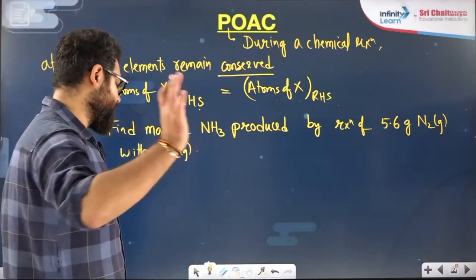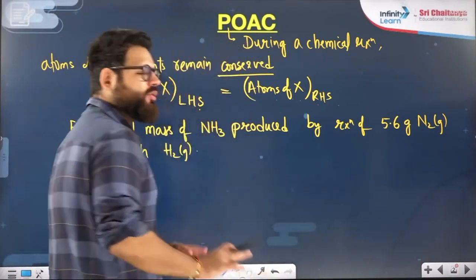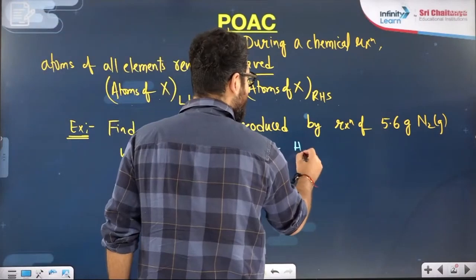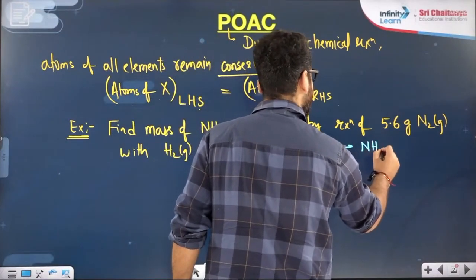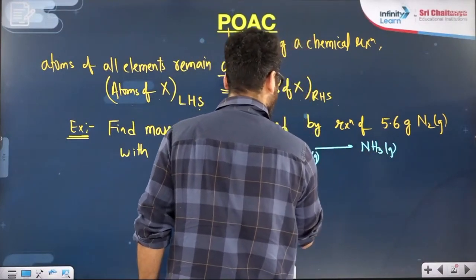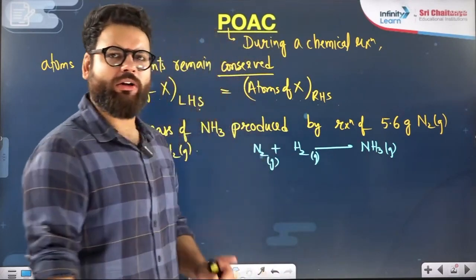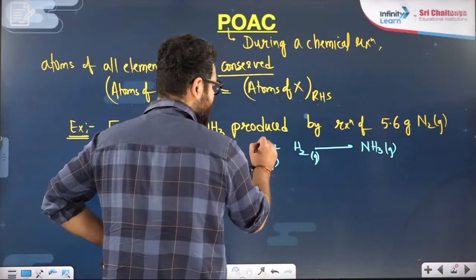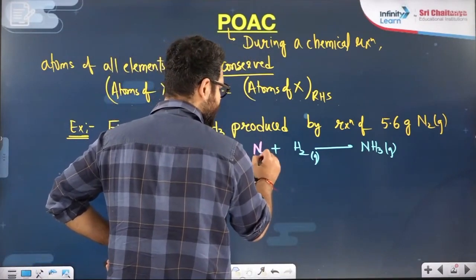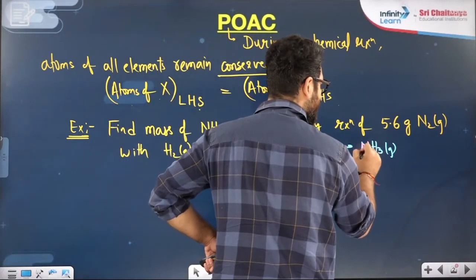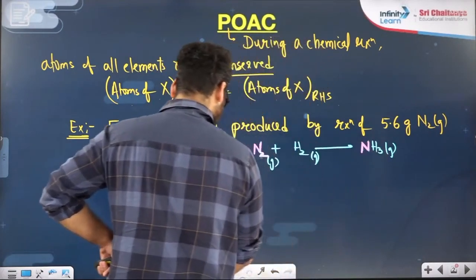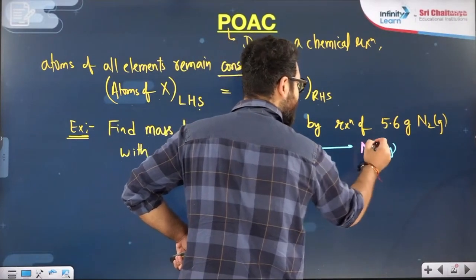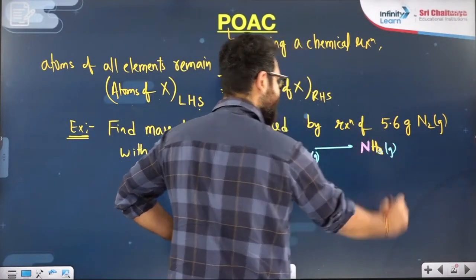Okay, all of you see here. If you want to use POAC, don't balance. Just write the reaction. Reaction is nitrogen plus hydrogen gives ammonia. I am showing nitrogen with a pink color and hydrogen with a yellow color. There are two types of atoms here, hydrogen and nitrogen in ammonia.